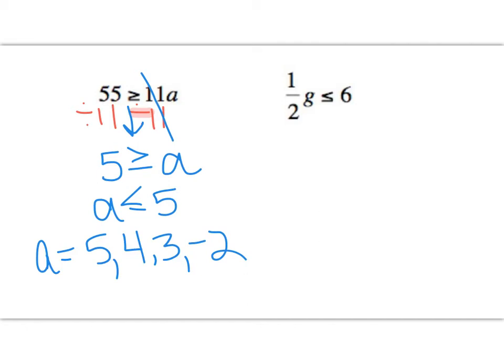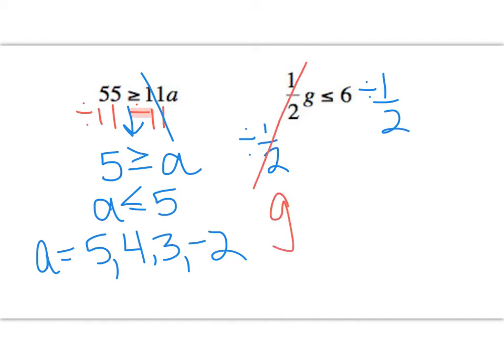All right, let's look at this one. We're taking half of g. 1/2 times g is less than or equal to 6. So what we're going to be doing is multiplying by 1/2. Oh, that's wrong. Ignore that. Instead of multiplying by 1/2, we need to divide by 1/2, which means I need to take 6 and divide it by 1/2. So we know multiplying by 1/2 and dividing by 1/2 is going to give me g.